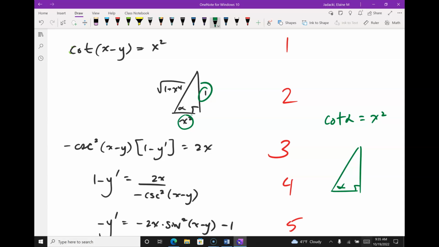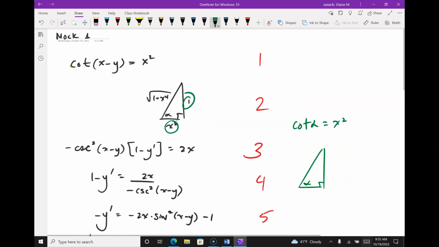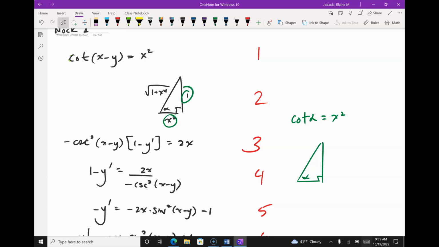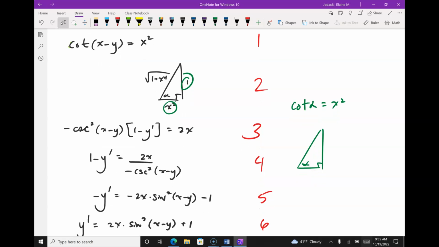How did the 2x turn negative from 4 to 5? So the 2x, I divided by minus cosecant squared. So the minus is there, and the cosecant squared turned into the sine squared.